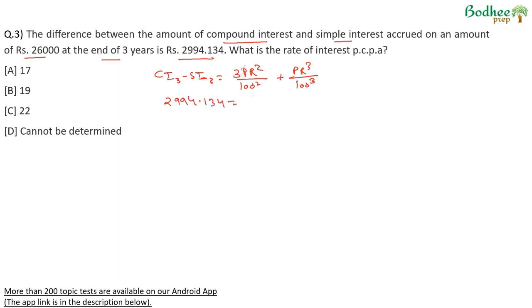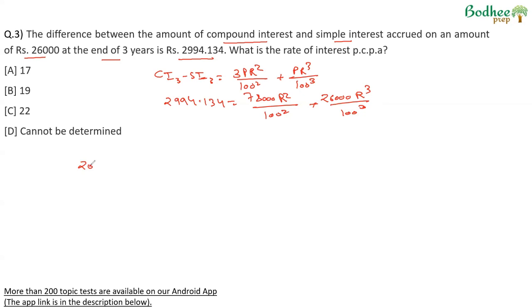The principal is 26,000. 3 into 26,000 will be 78,000 R square upon 100 squared plus 26,000 R cube upon 100 cube. Now, if we go to solve for r, we will have to solve a cubic, which obviously will be more difficult to solve. And therefore, what we can do is we can just try to get an approximate value.